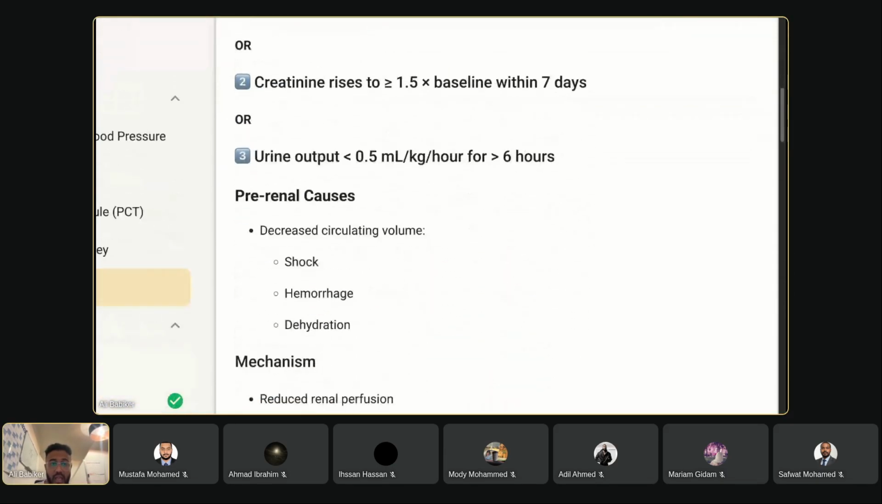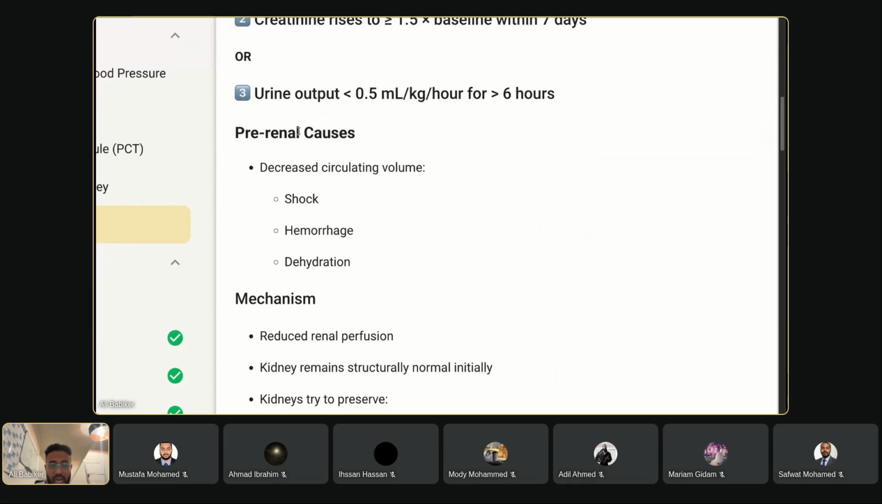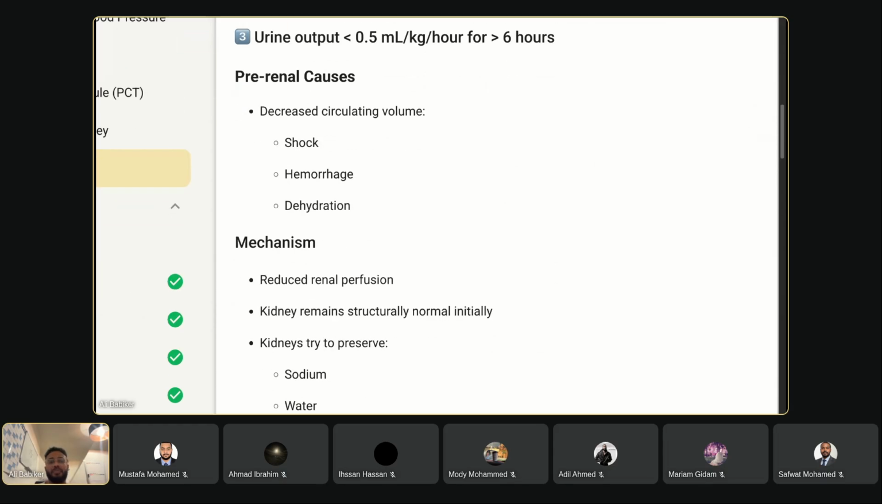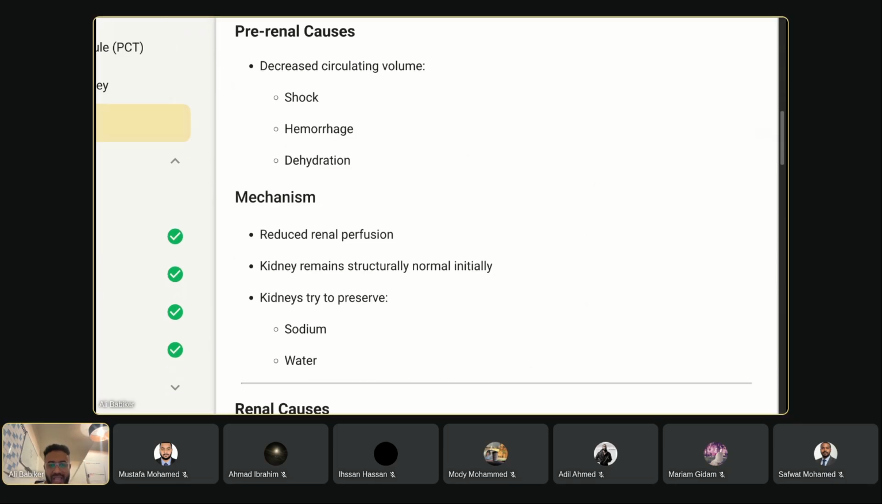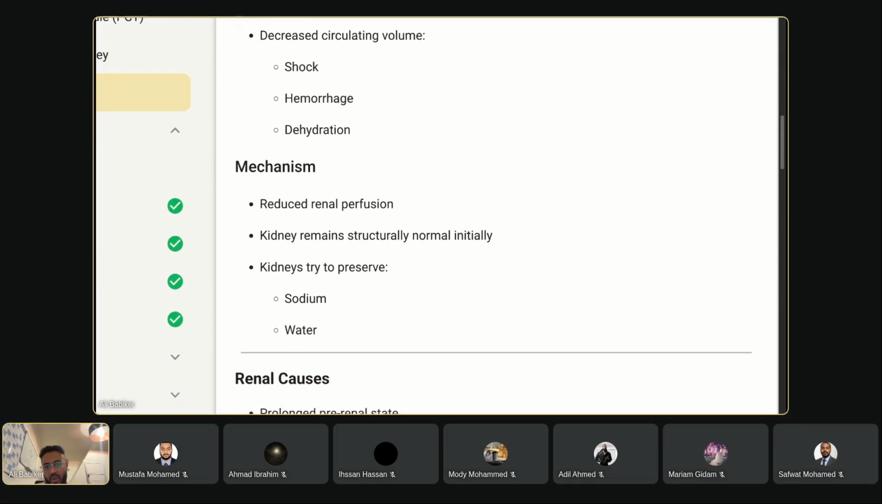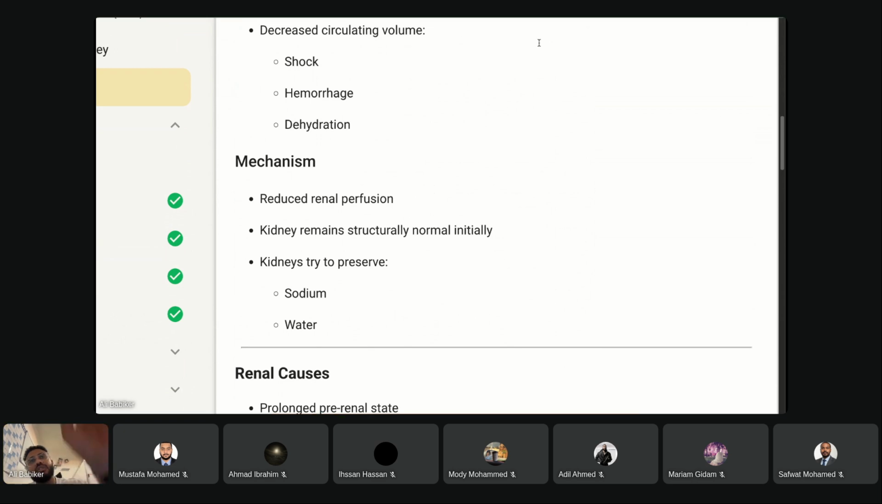Acute kidney injury could happen due to pre-renal causes, renal causes, or post-renal causes. Pre-renal causes: decreased circulating volume, shock, hemorrhage, and dehydration. Mechanism: reduced renal perfusion, the kidney remains structurally normal. However, the kidney tries to preserve the sodium and the water, so the urine will be concentrated.